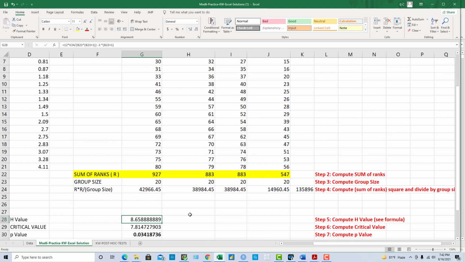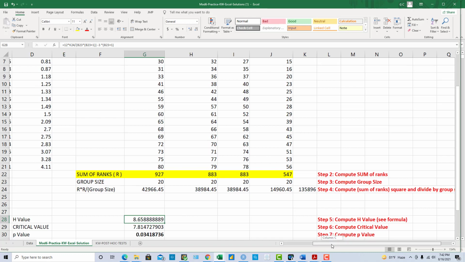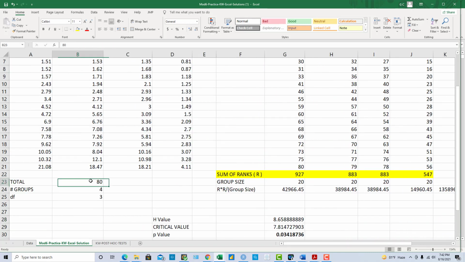In step 5, we take this formula. Before I come to this formula for the H value, let's look at the total number of observations. We know that the total number of observations is 80 here, and the total number of groups is 4, and the degrees of freedom, df, in this case is 3 because we have 4 groups, and we can use this formula count of G22 to J22 minus 1. So we have the degrees of freedom here.